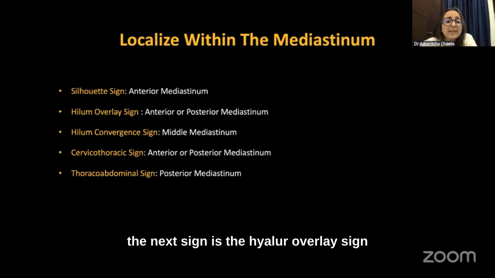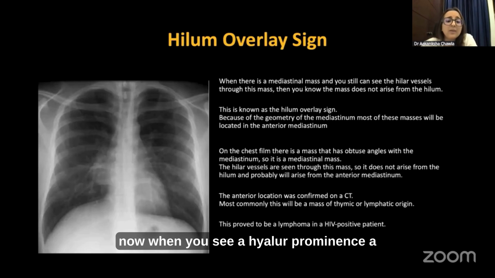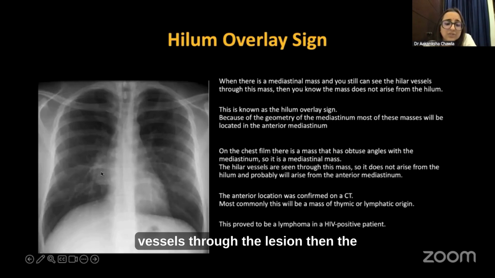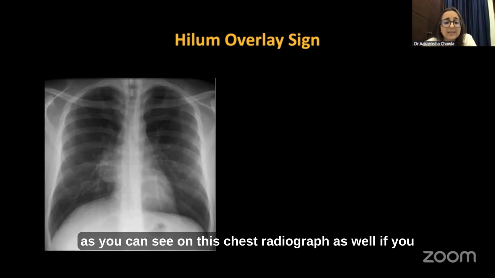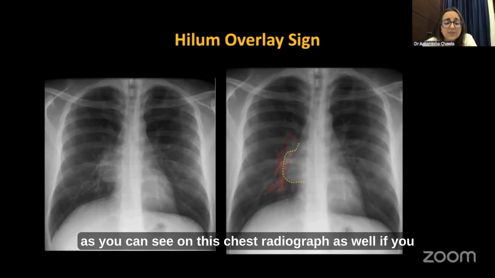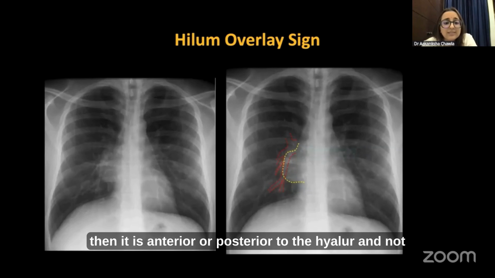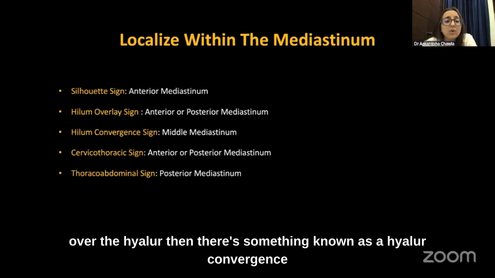Then the next sign is the hilum overlay sign. Now, when you see a hilar prominence, a hilar mass, a hilar lesion, if you can see the vessels through the lesion, then the lesion is either anterior or posterior to the hilum, which is your hilum overlay sign. As you can see on this chest radiograph as well, if you can see the vessels through the lesion, then it is anterior or posterior to the hilum and not over the hilum.